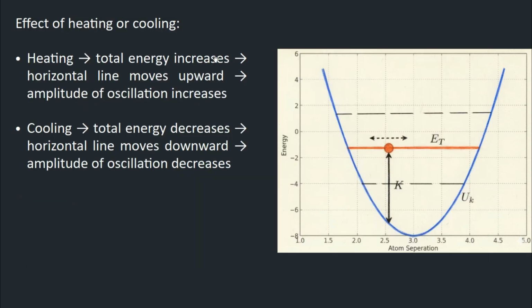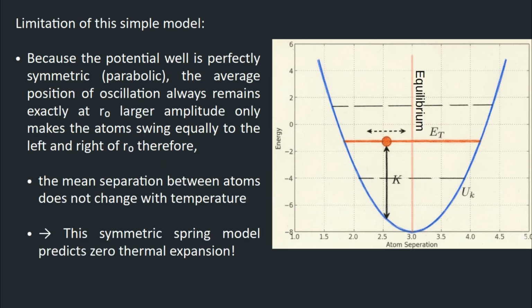So heating, total energy increases. The horizontal line moves up. Okay, I could have written this actually. You guys can put an up arrow and call it heating. You can put a down arrow and call it cooling. Total energy decreases, horizontal line moves down. Amplitude of the oscillation decreases, right? That makes sense.